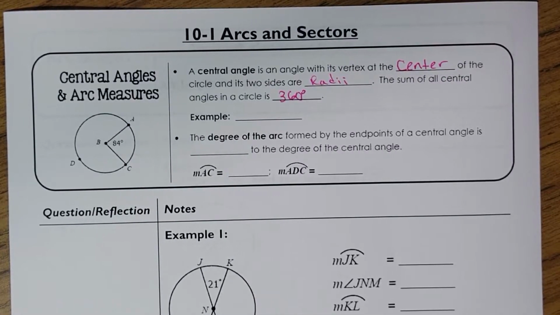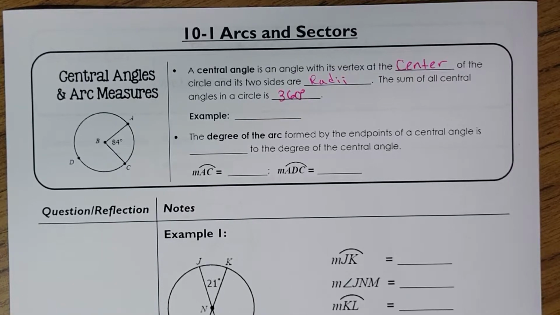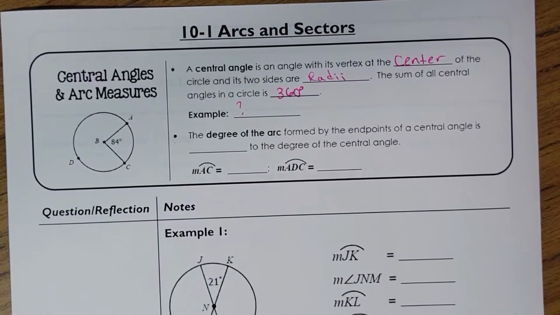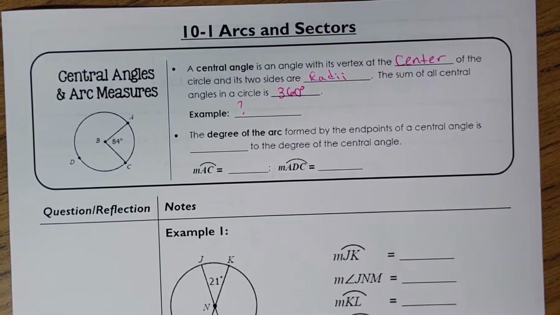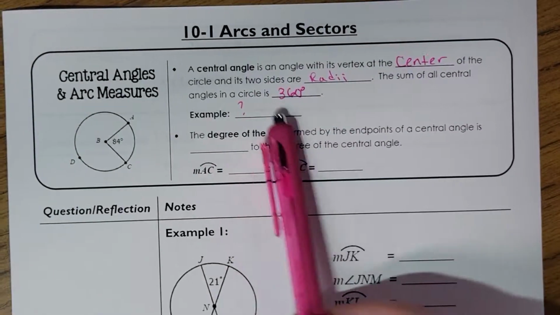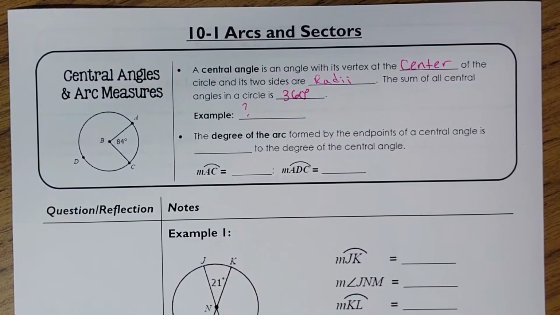Example. I don't know what that is. I should have pre-looked. I don't know what the example is. I guess an example of things that add up to 360, 300 degrees and 60 degrees. Something like that. Ask your teacher. I don't know what's supposed to go there. Hopefully I'll know when we actually go through it.